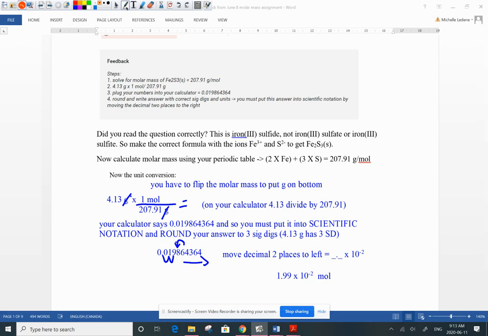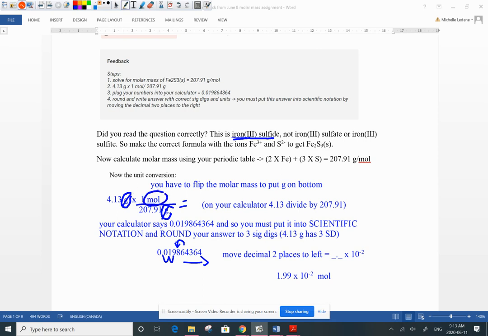Okay, so we're given grams. You get your correct formula, and read carefully, right? It's iron(III) sulfide, not sulfate or sulfite. It's the Fe3+ ion and the S2- ion. So we have Fe2S3, we get our correct molar mass, and then we have to flip it. We have to put grams on the top and the bottom so they cancel. Now we're left with moles.